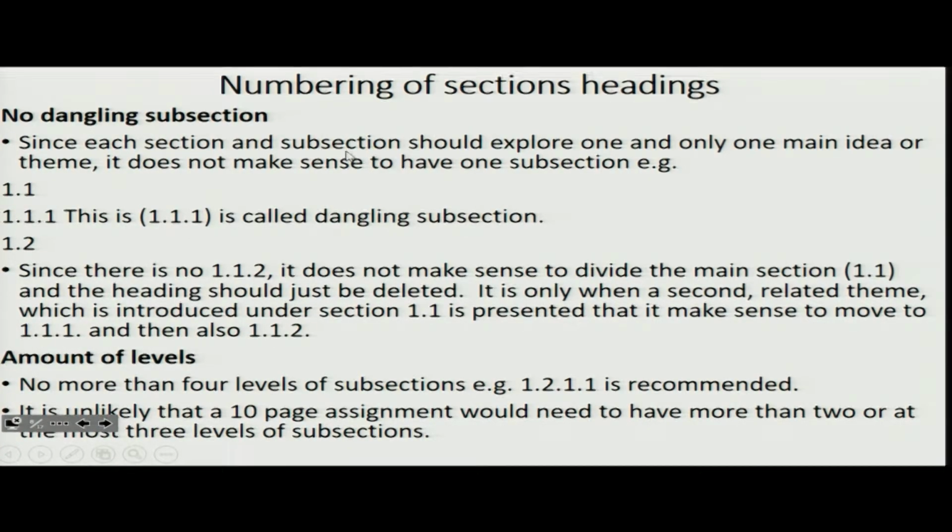Okay. I have done this previously, but again it's the same thing, that we number all our headings. Since each section and subsection should explore one and only one main idea or theme, it does not make sense to have one subsection heading. Example, you can have a 1.1 and then you can divide into 1.1.1. This is called a dangly subsection. It means that it doesn't have a friend. It doesn't have a 1.1.2. If you don't have a 1.1.2, this whole argument can be written under 1.1. Okay. And I think I've explained that last time for you as well.